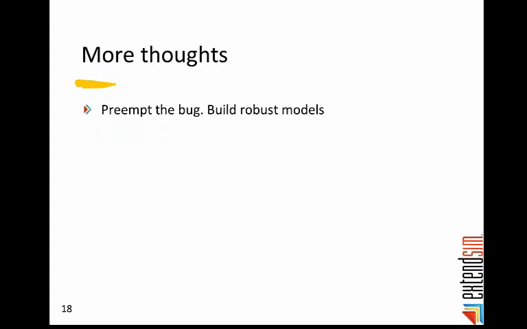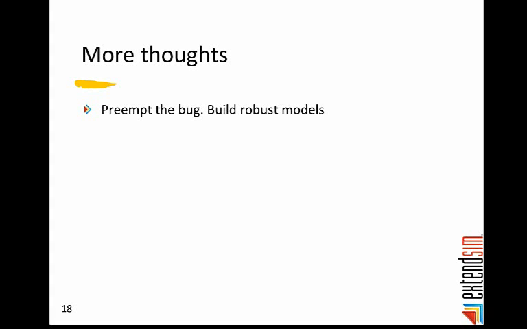Some additional thoughts: preempt the bug. Make sure that you build robust models that don't have problems in the first place. So even though you think something might work, if you believe that changing some parameter in the model may make the model work improperly, figure out a different way to build it so that it's very robust, very solid. Robin says build pretty models, so this is part of that as well.